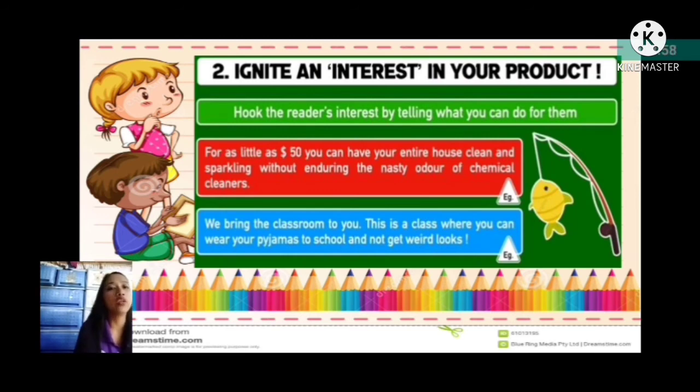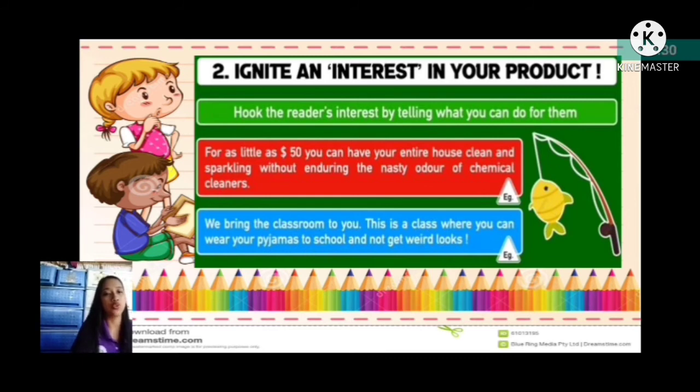Number 2, ignite an interest in your product. This is where you are trying to ignite an interest in the customer's mind about your product. This can be done by telling the readers what you can do for them to make their lives better. For example, a little $50 can have your entire house clean and sparkling without enduring the nasty odor of chemical cleaners. So you're telling them exactly what you can do to solve their problems.